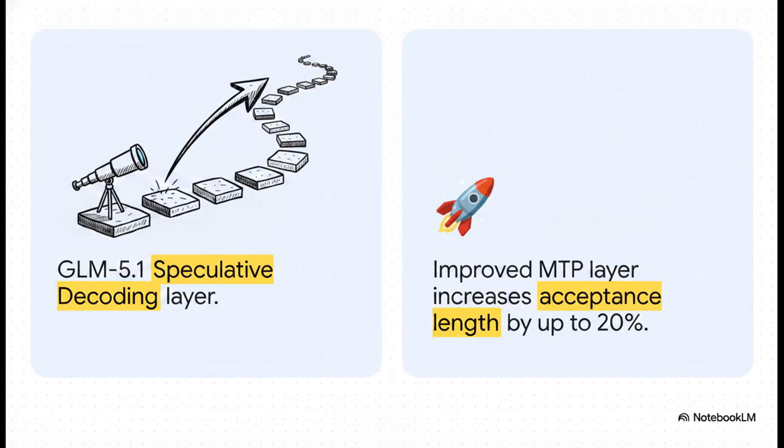Let's move on and see how this builds on previous versions. GLM 5.2 introduces a vastly improved MTP layer for speculative decoding. Speculative decoding is basically the model guessing ahead to generate text faster. With this upgraded MTP layer, GLM 5.2 sees up to a 20% increased acceptance length over its predecessor. So the model's guesses are accurate much farther out, which significantly speeds up generation times. It's reading deep, but it's also writing really fast.